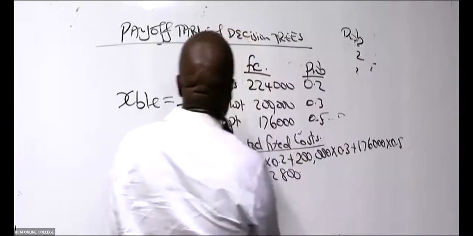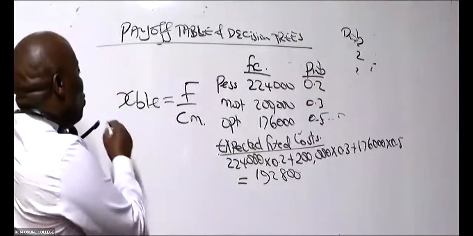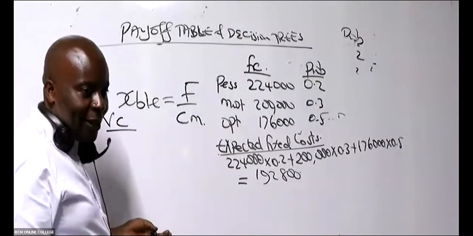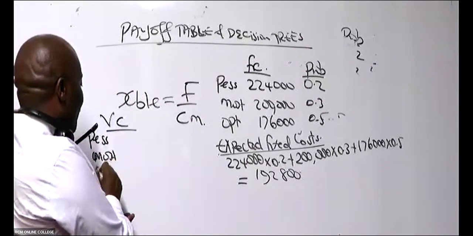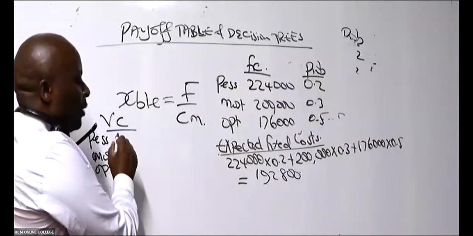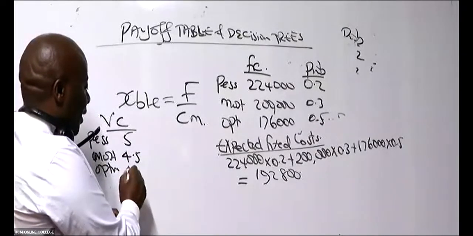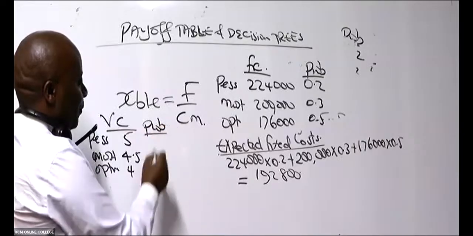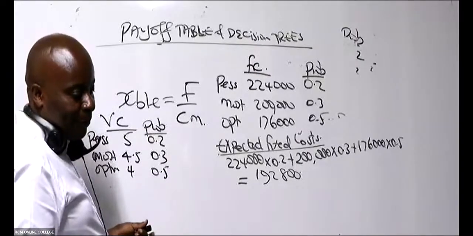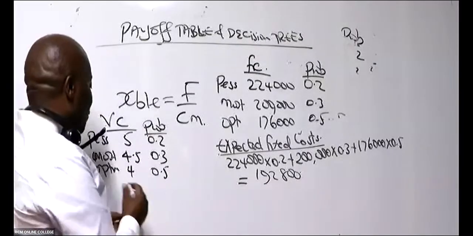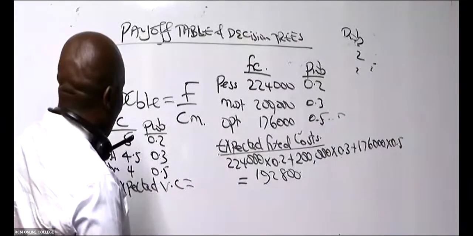Now, for me to be able to get a contribution margin, we need variable cost. And even this variable cost, we're not so sure which variable cost will happen. There are three possibilities under the three states: pessimistic, most likely, then optimistic. What was the pessimistic variable cost? 5. How about most likely? Then lastly, fortunately, we know the probabilities: 0.2, 0.3, and then 0.5. So please give me the expected variable cost.